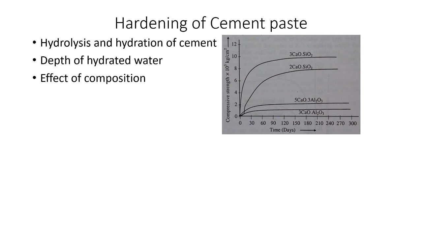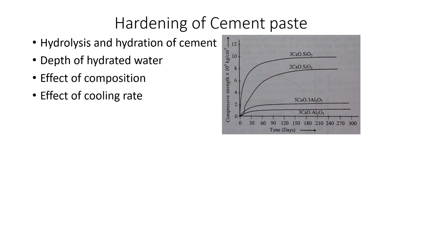So this is also a retarder. And when the percentage of phosphorus pentoxide is more than 2.25%, it becomes useless. So phosphorus pentoxide should not be in more quantity.